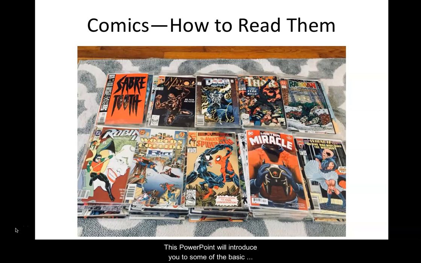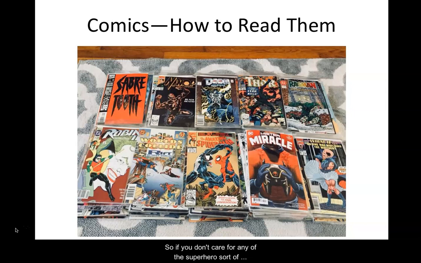This PowerPoint will introduce you to some of the basic fundamentals of the storytelling medium of graphic art, or sequential novels, also just known as comics. As you can see from my personal collection, I'm a fan of this medium. But you might notice that all of the comics displayed here are superhero comics. One thing I would like you to note about the book we will read for this class, Daytripper, by Fabio Moon and Gabriel Ba, is that it is not a superhero comic.